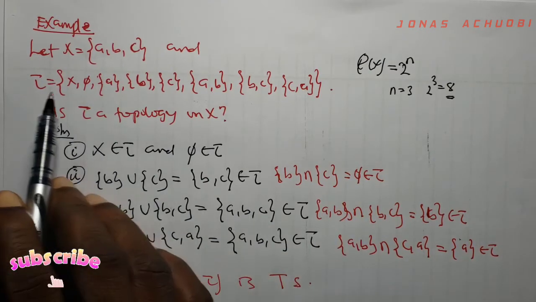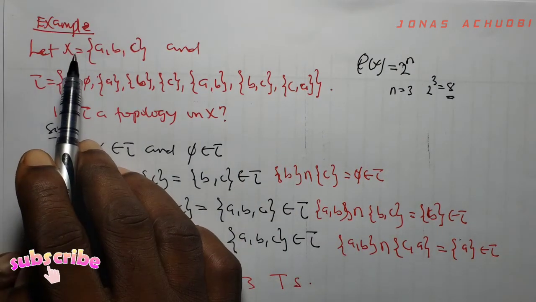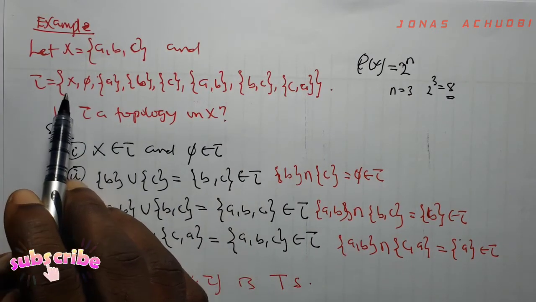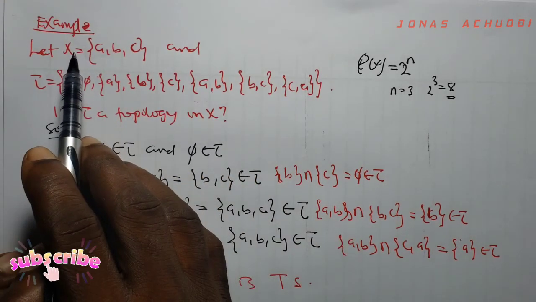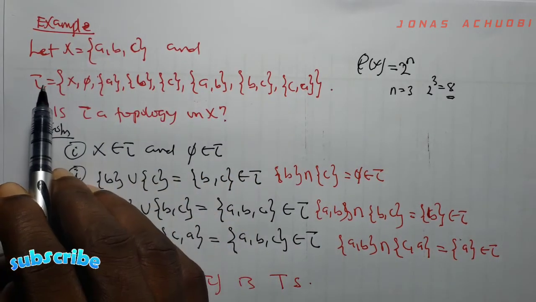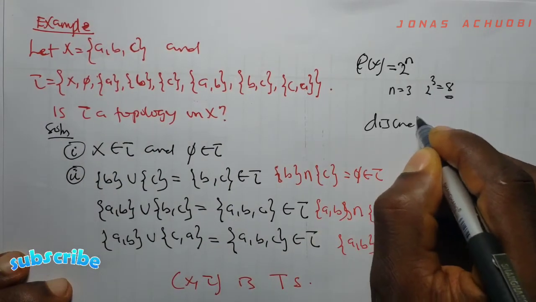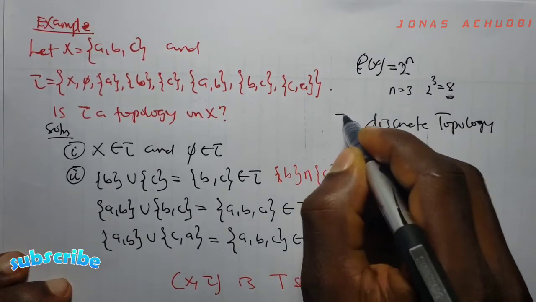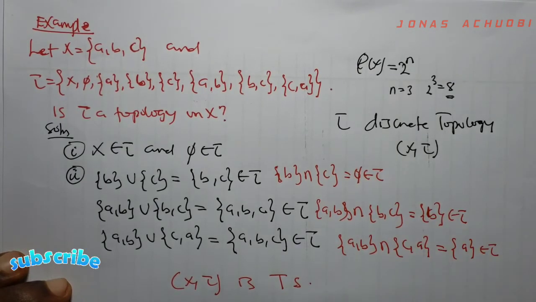We have verified that this collection tau, defined this way, is what? A topology on X. In addition, we have also observed that the collection tau is actually the collection of all the subsets from set X. So, this makes tau not only a topology, but what? A discrete what? Topology. And if tau is a discrete topology, it means that the topological space X tau is also what? A discrete topological what? Space.